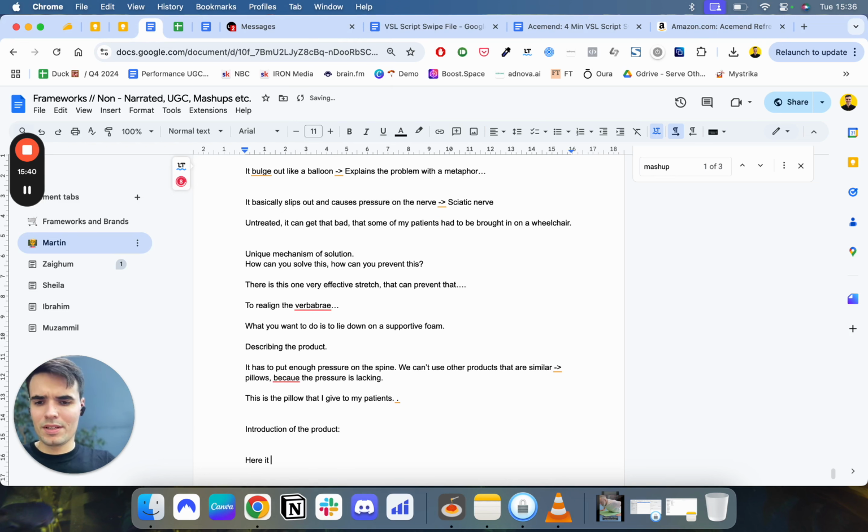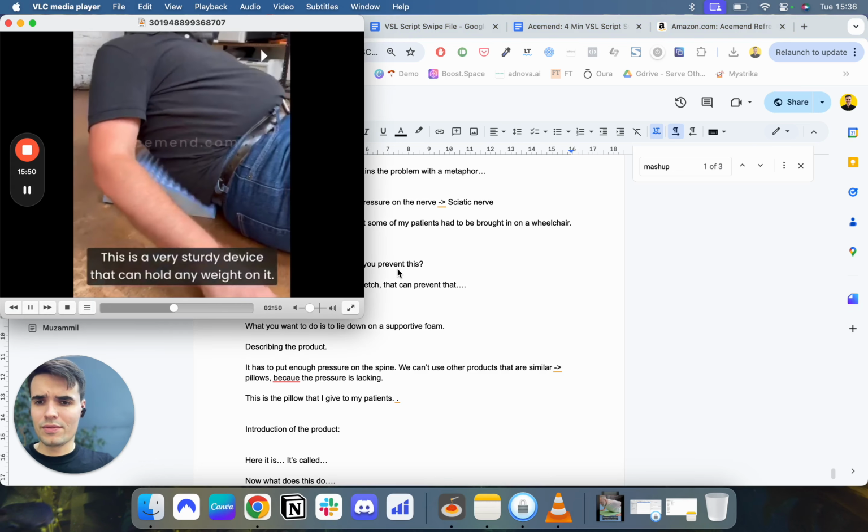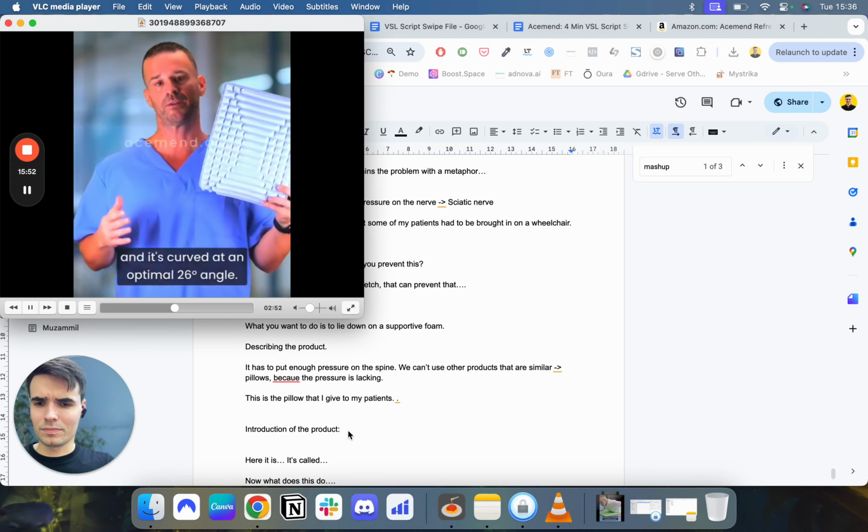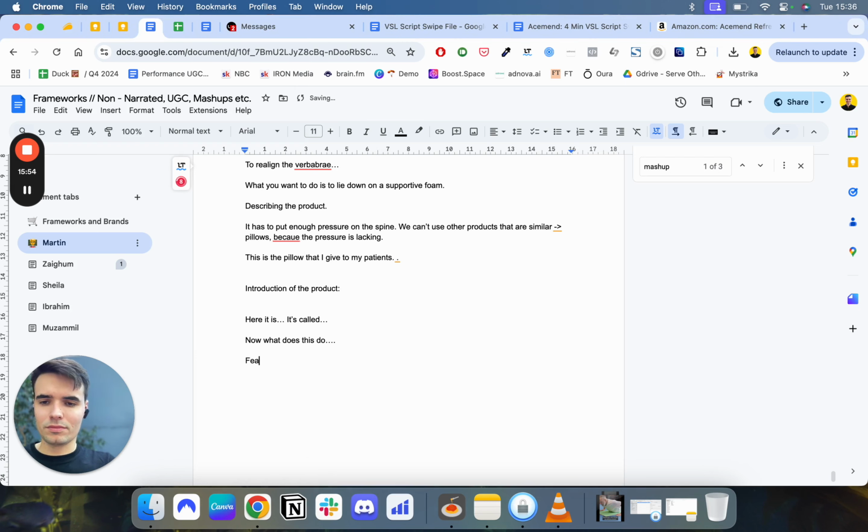Here it is. Now what does this do? And now he lists features. That can hold any weight on, and it's curved at an optimal 26-degree angle.